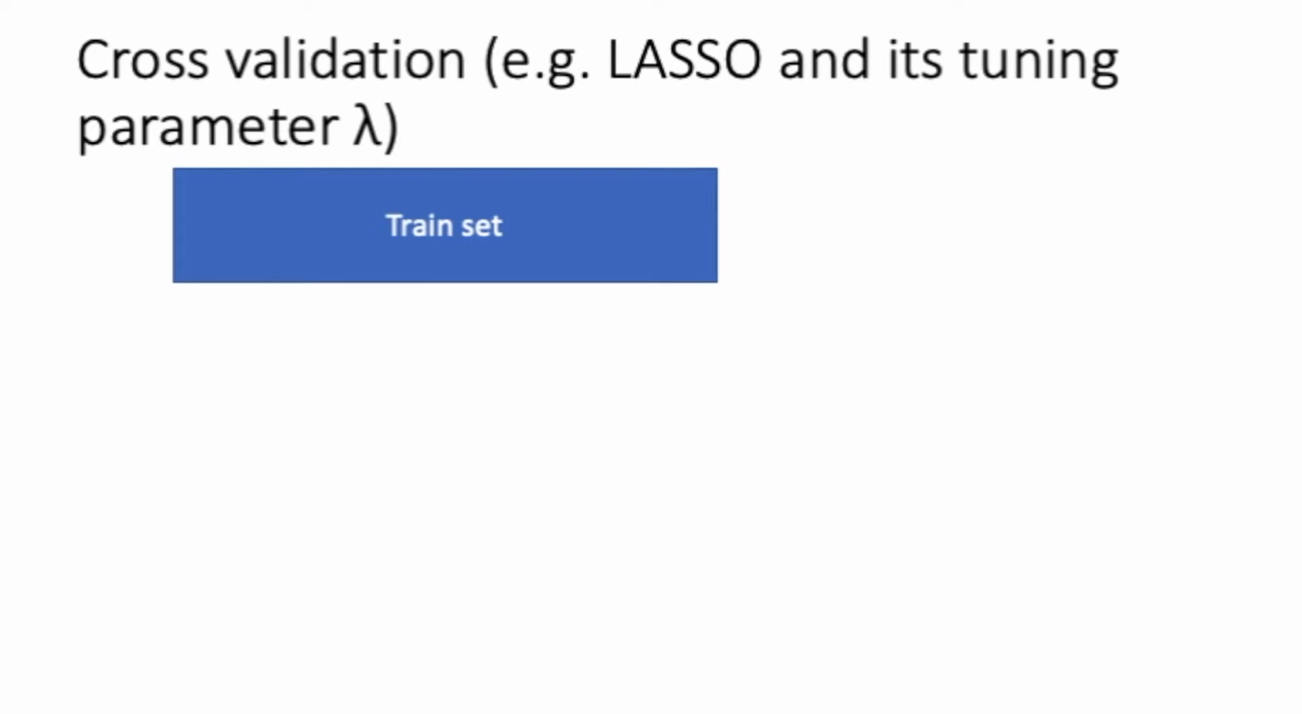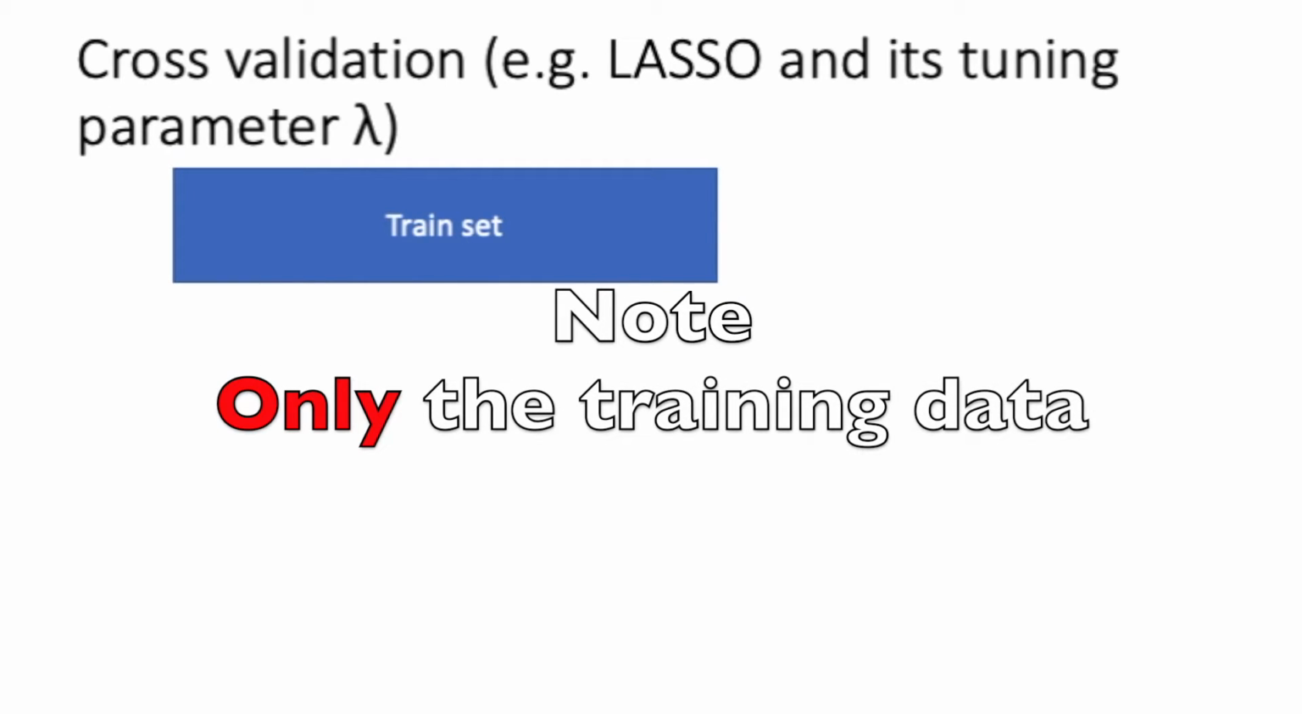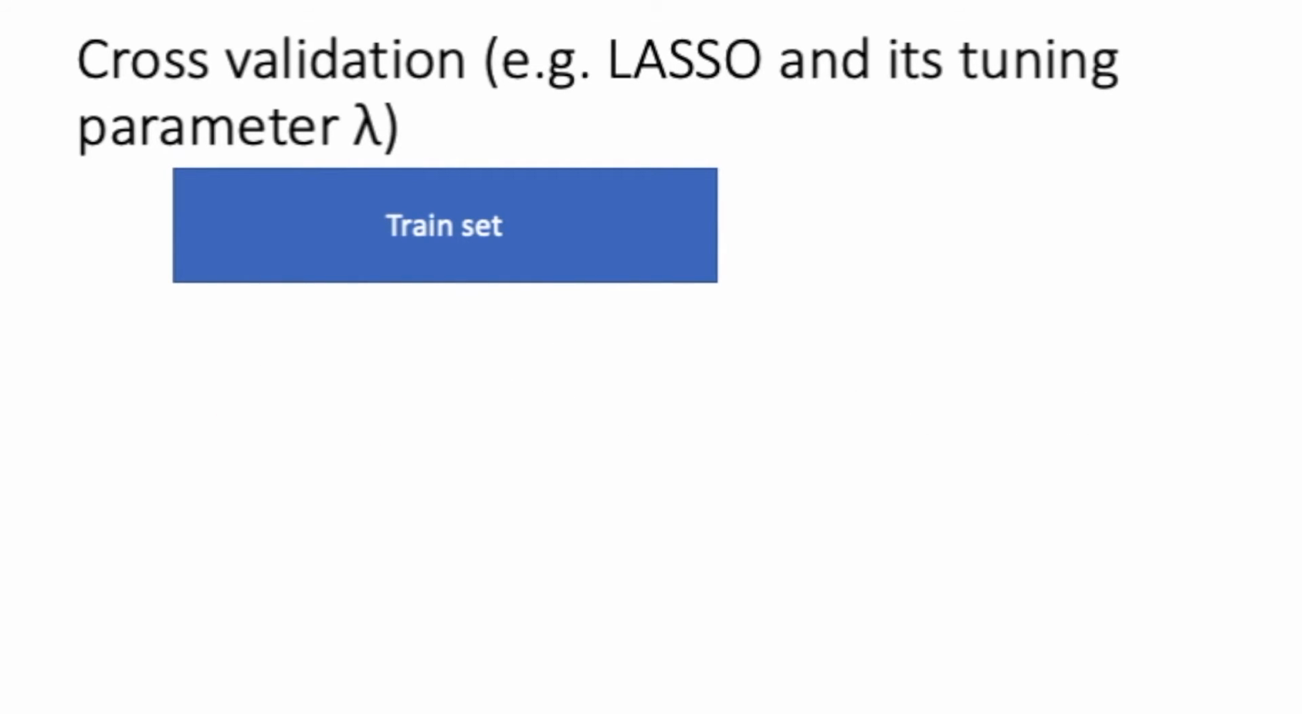Now, back to using cross-validation to find a good value for the tuning parameter. Let's use lasso as an example, and the tuning parameter is lambda. In order to determine a good value for lambda, we should carry out a cross-validation with only the training data. First, let me use a concrete example to show you how cross-validation is done with a train set.